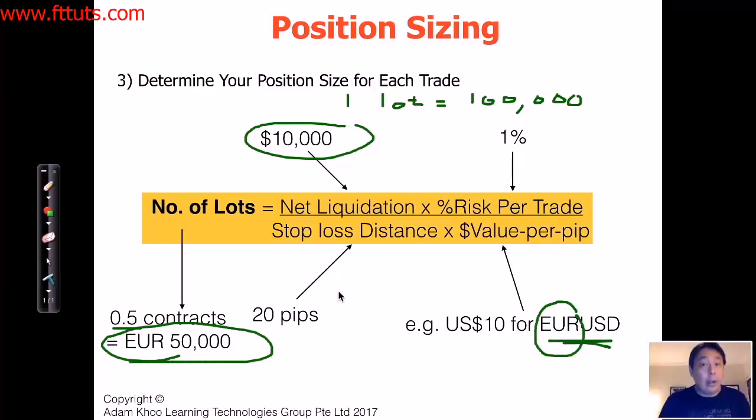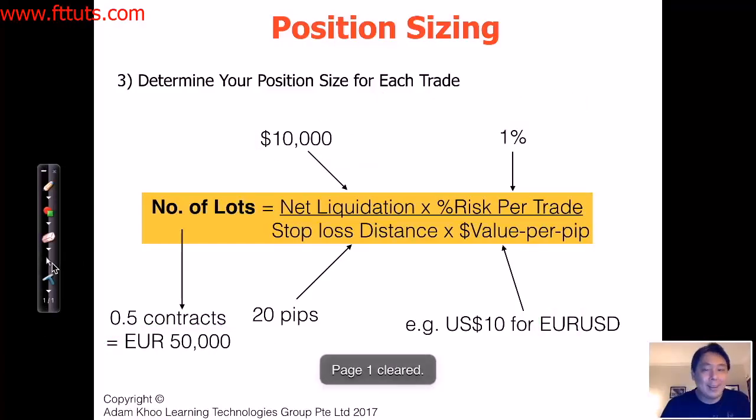Okay, let me say, hey, isn't that risky? I only got 10 grand, I'm buying 50 grand, right? No, it's not risky because you've got your stop loss there. So the worst that can happen is that you lose $100, right? Because you're risking 1% of your net liquidation. So your risk is not 50,000, don't freak out. Your risk is $100, okay? Because of the stop loss. That's why you gotta place a stop loss, right? Okay.